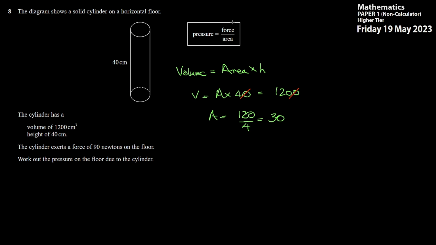So now we turn to the formula that they've given us for pressure, which is equal to force over area. So therefore, P is equal to the force, which we're told is 90, over 30. The zeros cancel, and 3 goes into 9 3 times. The pressure will be 3, and it's in units of newtons per centimetre squared. The force divided by the area. And that's your answer.